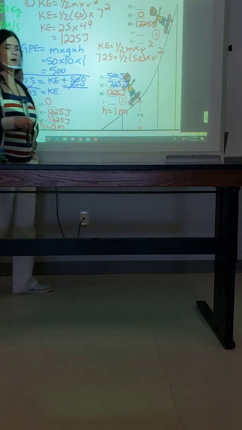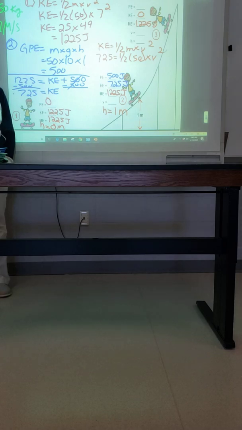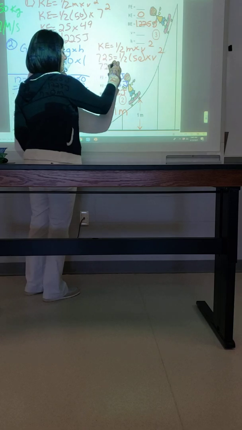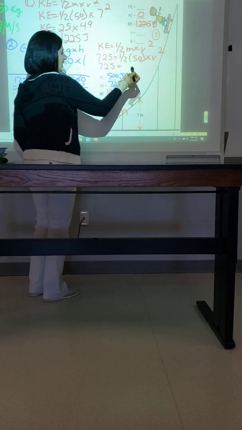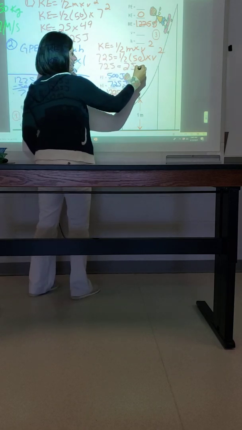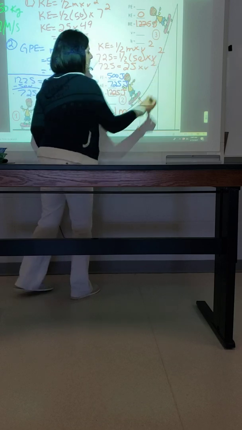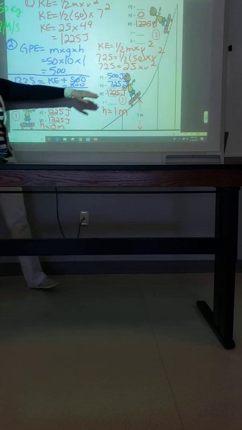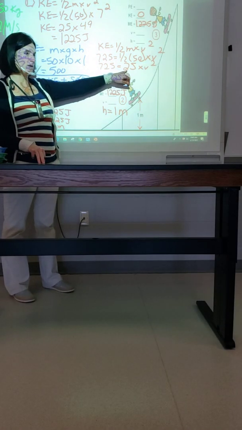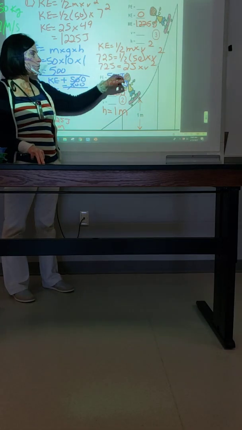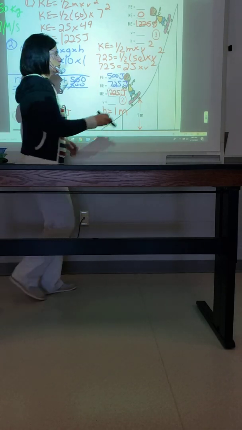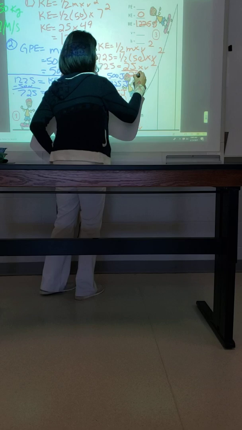This is just like one of the problems you did on that purple paper on Tuesday. So I'm going to simplify as much as I can. So I have 725 equals 1/2 of 50, which is 25, times my V squared. And then this is the step where some of you went wrong. You subtracted 25 from both sides. What should you really do? What's the inverse of multiplication? Good, so I'm going to divide both sides by 25.